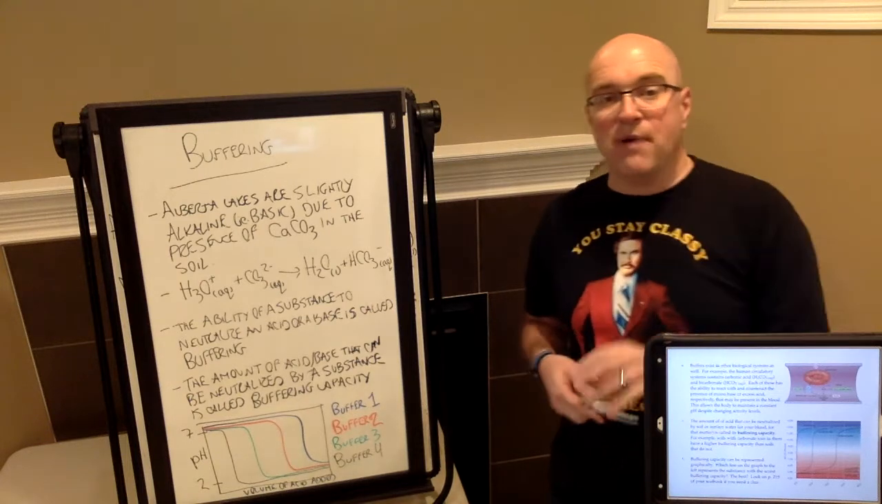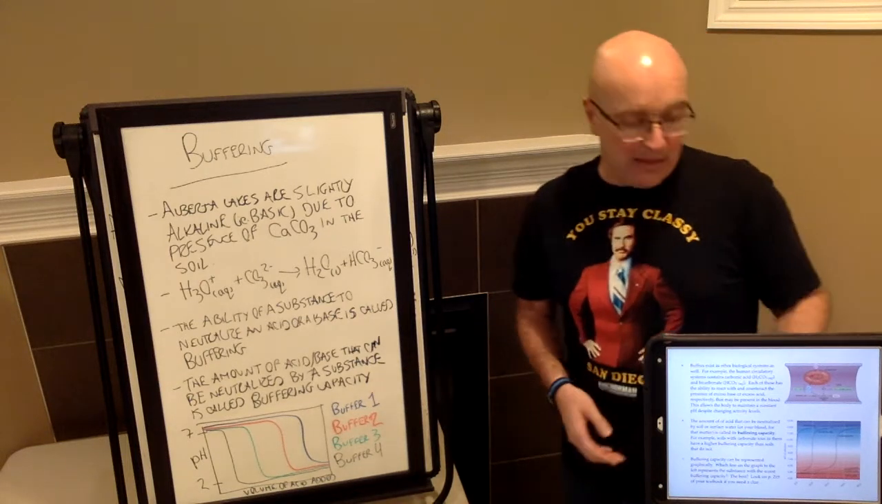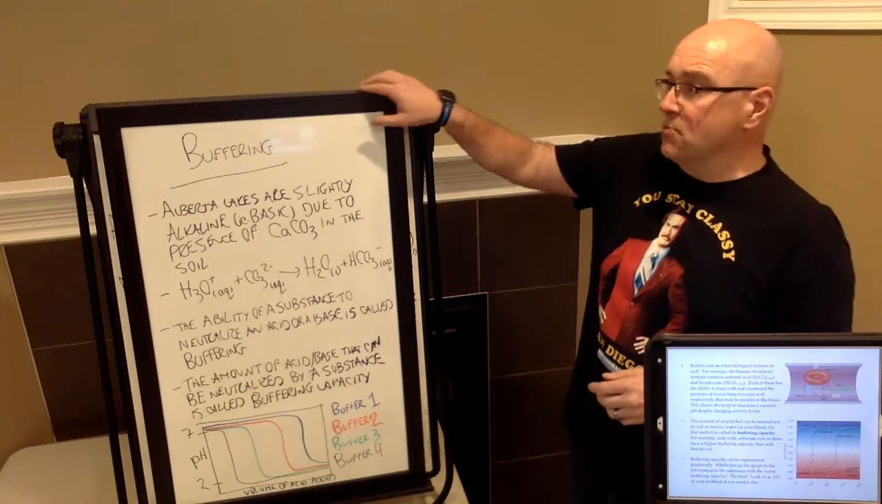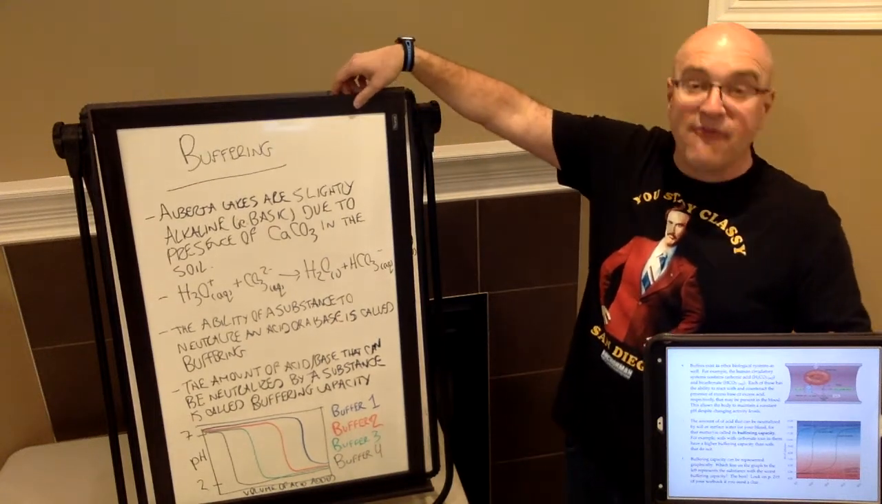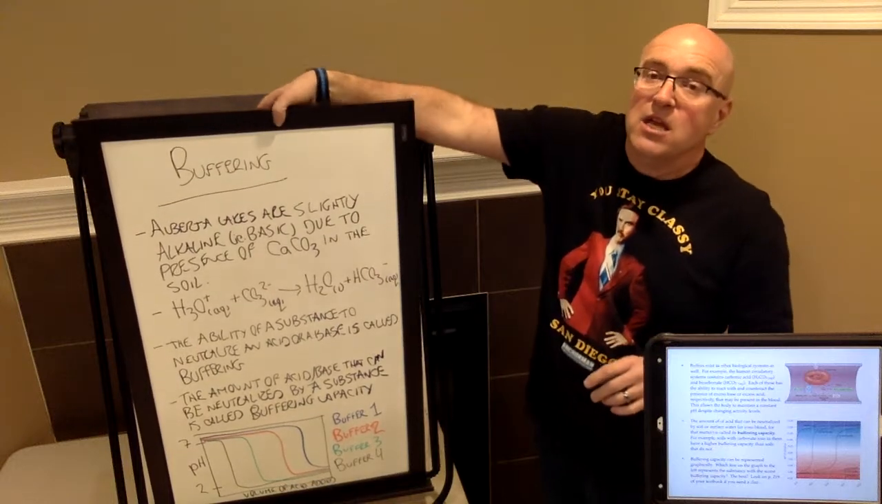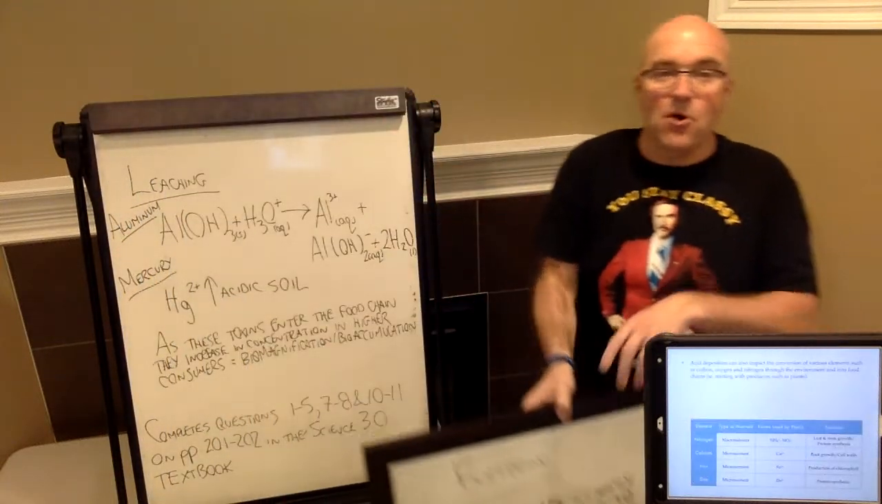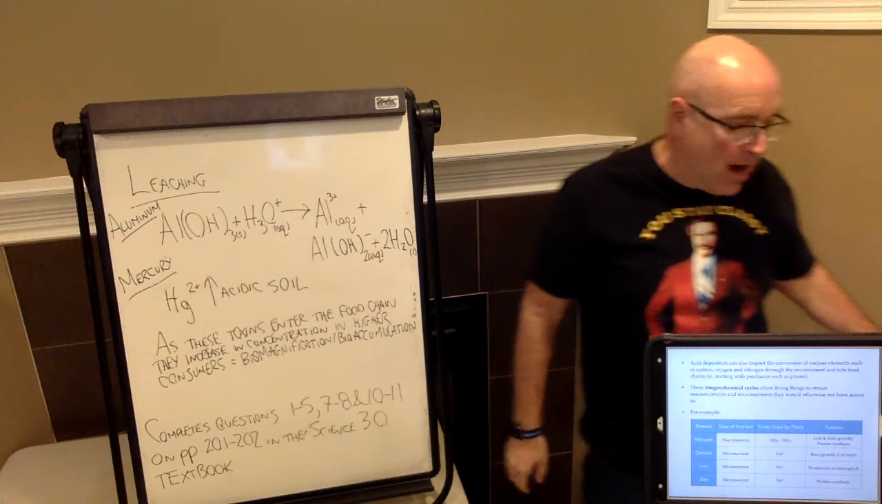So when we're dealing with buffering capacity, you might see something like this on a graph, and you might have to interpret the data from that graph. If you're looking for information about that, check page 219 of the textbook. There's a great diagram there to help you out as well.